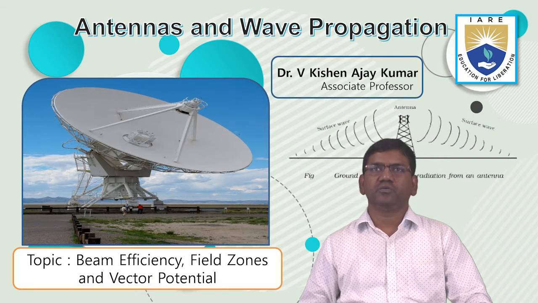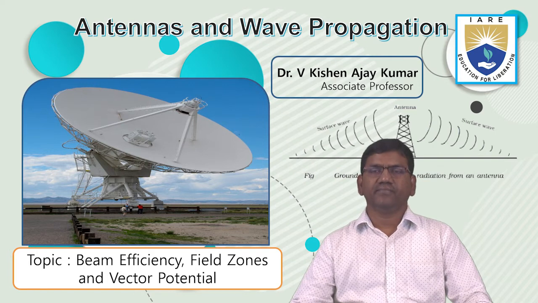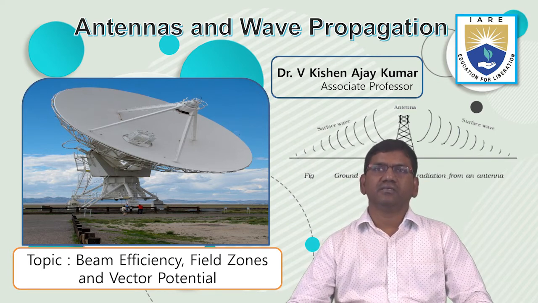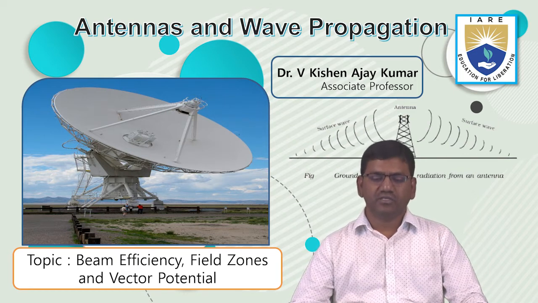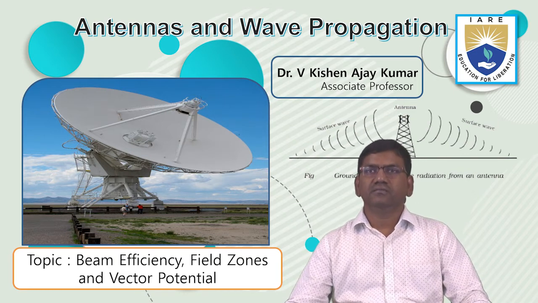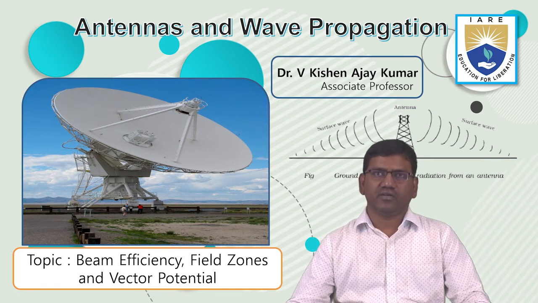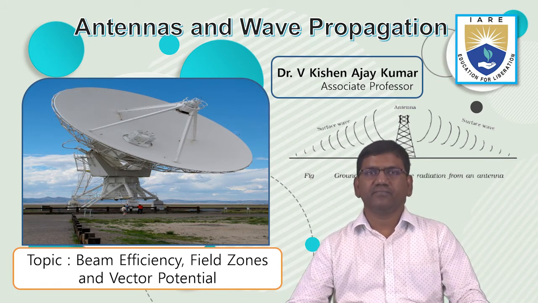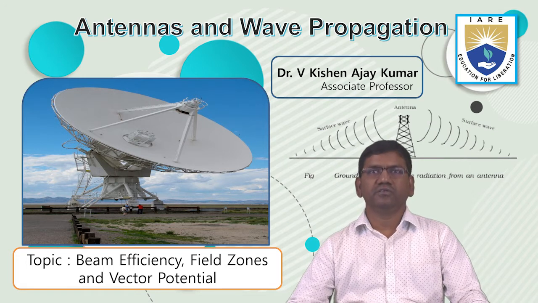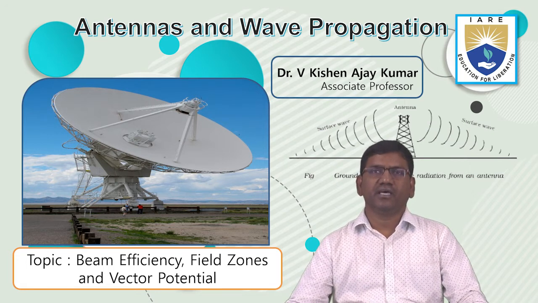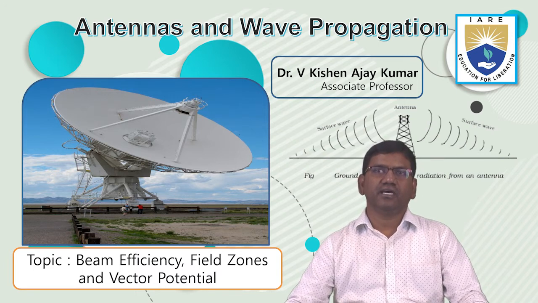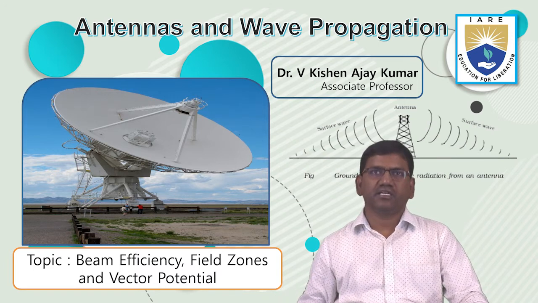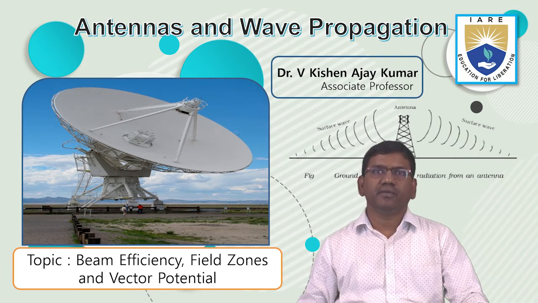Today we are going to deal with two important topics of antennas, waves and propagation. One is beam efficiency, the other one is field zones, and we shall have an introduction on vector potential. So these are the three topics which we are going to discuss. From module 1 of our syllabus in antennas, waves and propagation, today we are going to deal with three important topics of antenna parameters. Those are beam efficiency, field zones and vector potential. Let us start our session with the topic beam efficiency.